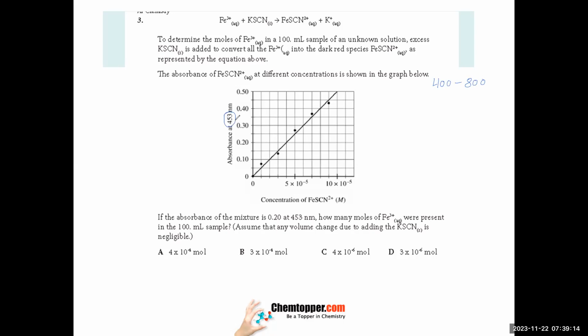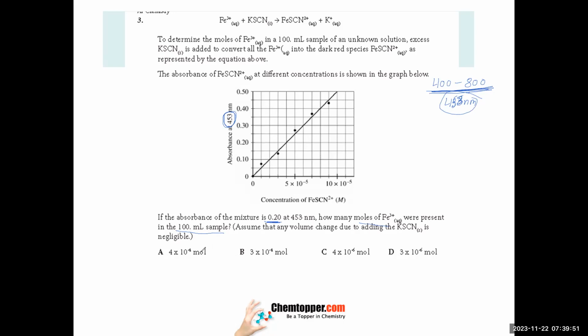You joined slightly late. Check the wavelength of absorbance: 435 nanometer. That's okay, it's within this range. Oh, 453, sorry. Yeah, 453. That's quite within the range of your visible. Good. If the absorbance of the mixture is 0.20, how many moles of Fe3+ were present in 100 ml of sample?